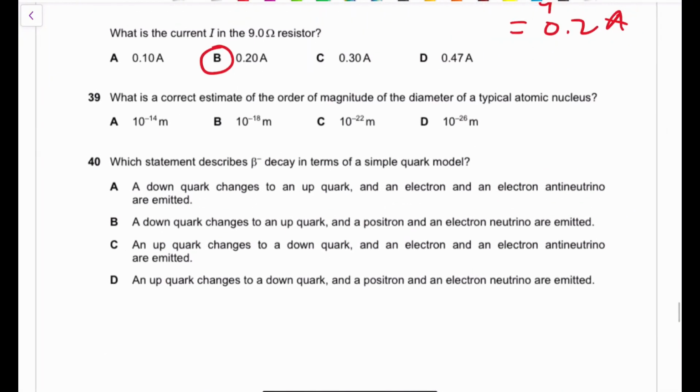Move on to question 39. What is the correct estimate of the order of magnitude of the diameter of a typical atomic nucleus? The diameter, I'm sorry guys, you just have to know this by heart, is going to be 10 to the power of negative 14.